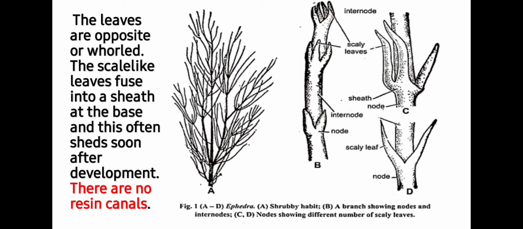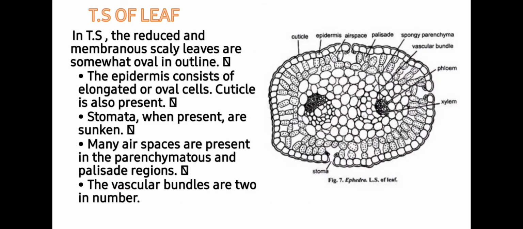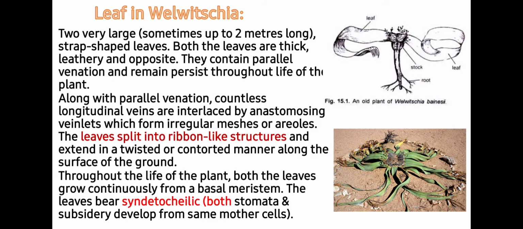And you will see true foliose leaves are absent here. There are no resin canals unlike Pinus. If we talk about the TS of leaf, you will see it is highly reduced and the scaly leaves are oval in outline. Epidermis consists of elongated or oval cells. Cuticle is also present. Stomata, when present, are sunken and very prominent air spaces are there. Vascular bundles are 2 in number.